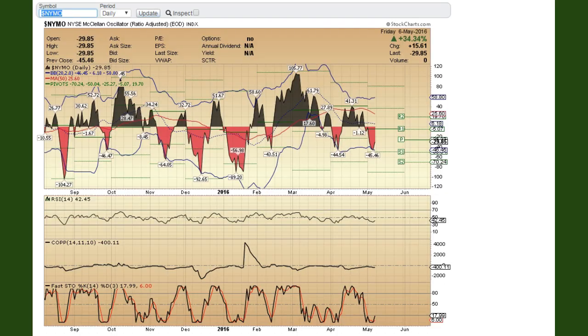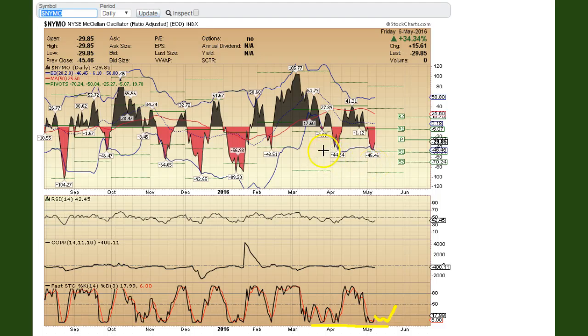NYMO, very important. McClellan oscillator. It's the real pressure of the underlying guts of the market on what's happening with the picture. This I like a lot. Stochastics, fast stochastics, very oversold. And it looks very likely, even if it slips a little bit, that it's going to move higher, at least to the 50 range. The pivot is at minus 29.55. We're at minus 45.46. Let's call it 45.